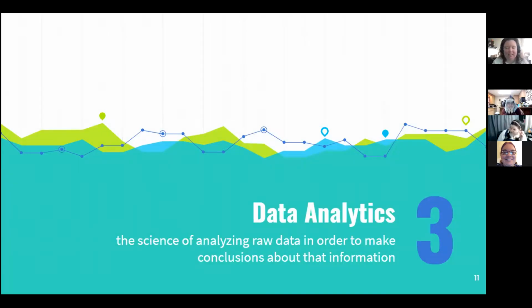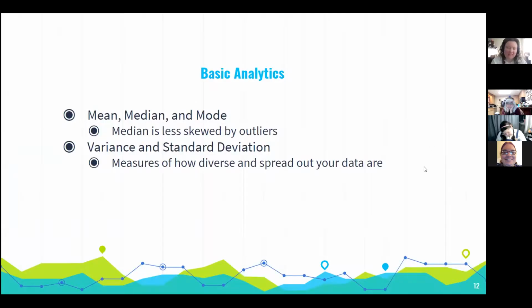So the very last thing that you'll do for data, unless you keep going and reiterate the survey, is data analytics, and this is the science of analyzing raw data in order to make conclusions about that information. So the basic analytics for most is mean, median, and mode. And I will say this, median is less skewed by outliers. You can compare your mean and your median to see exactly how skewed your mean is by the outliers.